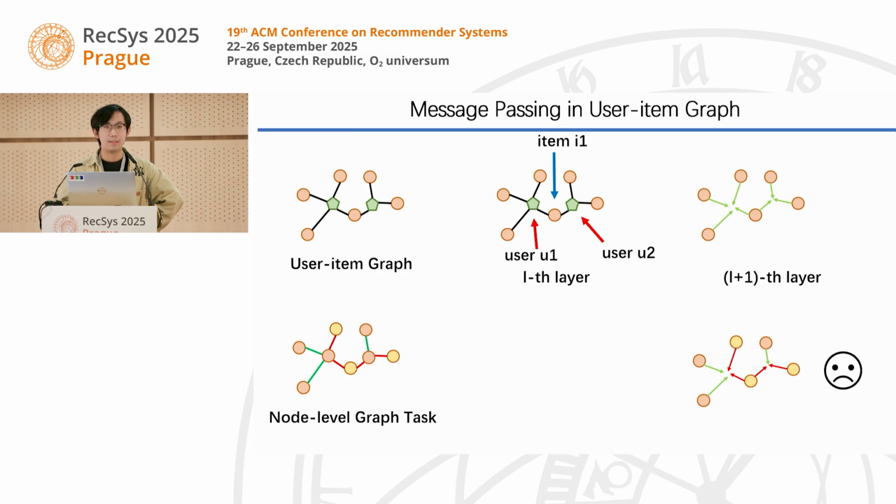Also in recommendation systems, we are based on the assumption that users who interacted with the same items tend to have similar preferences, and items interacted with by the same users often share the same properties. Based on this assumption and the message passing process, we can find that the representation of item I1 at layer L and the representations of its neighboring users U1 and U2 at layer L plus 1 can be formed as positive pairs in contrastive learning.